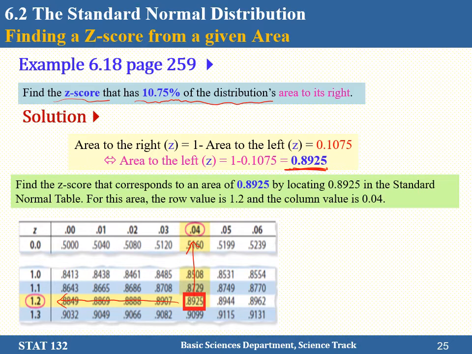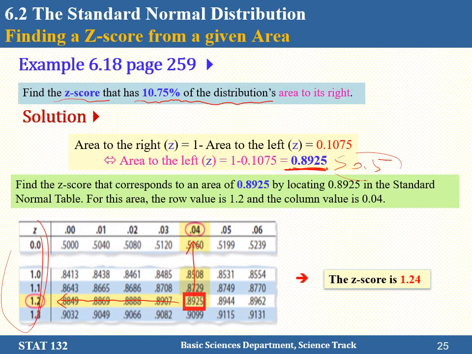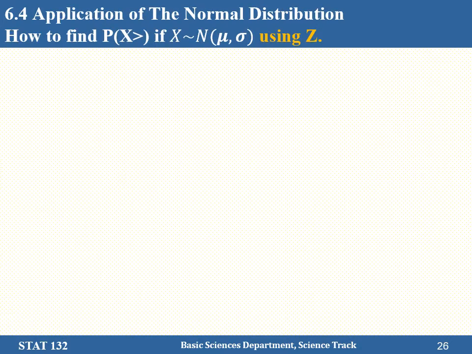I mean, in this case, you have to check both the negative part and the positive part, but here, since it's bigger than 0.5, it has to be positive here. So these numbers are positive here, not the negative part. So 1.2 and 0.04 here, so z has to be 1.24. So the corresponding z has to be 1.24. Now we know how to find the probability on z.